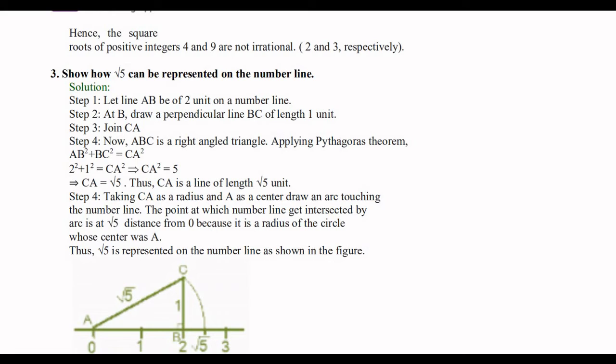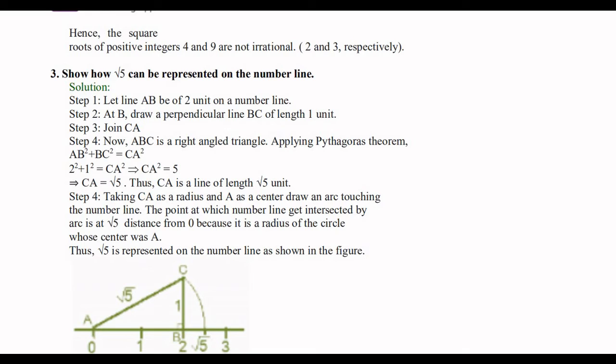So now let's look at the third question. Show root 5 can be represented on the number line. So let's look at the solution. Step 1. Let line AB be of 2 units on a number line. The second step is at B, draw a perpendicular line BC of length 1 unit. Step 3. Join CA.